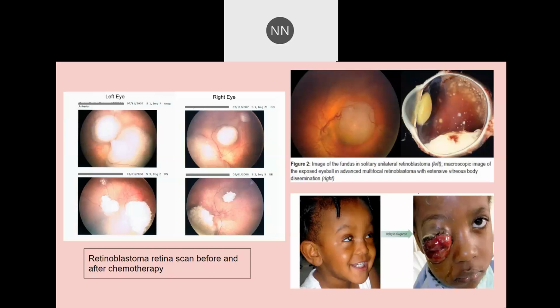Doctor, I cannot find any specific fundus pictures of the retinoblastoma.